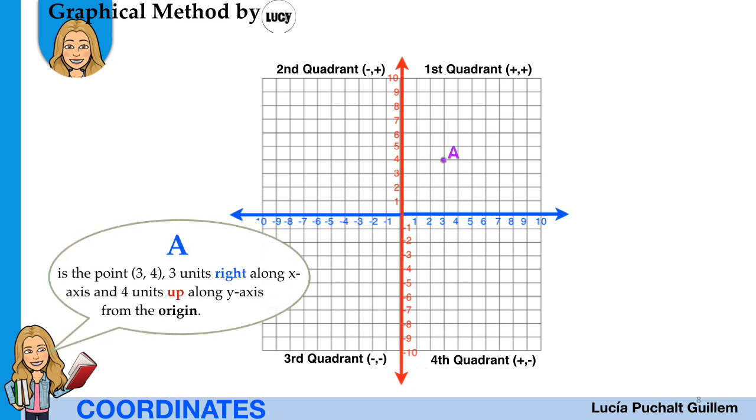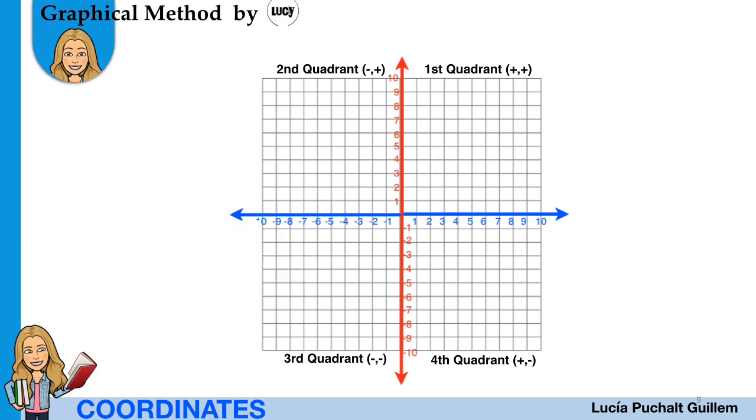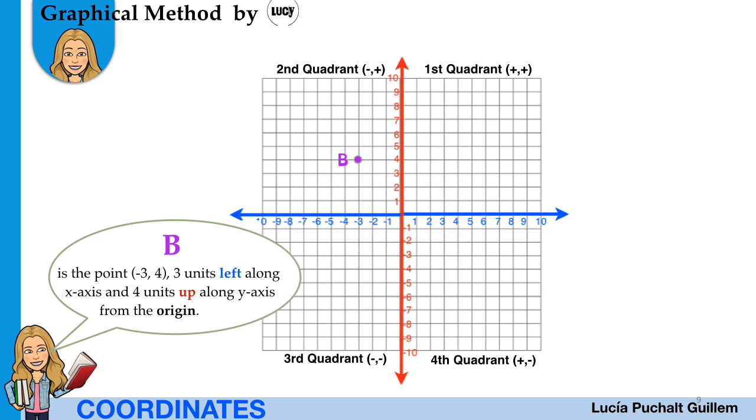A is the point (3, 4): 3 units right along the x-axis and 4 units up along the y-axis from the origin. B is the point (-3, 4): 3 units left along the x-axis and 4 units up along the y-axis from the origin.